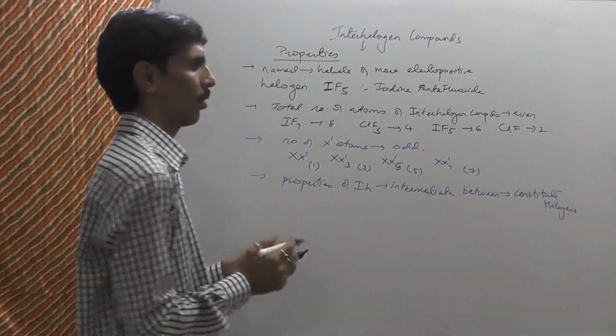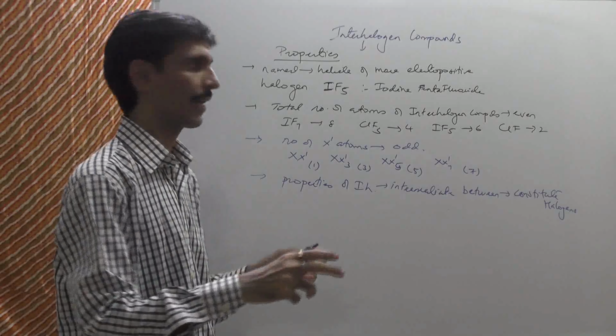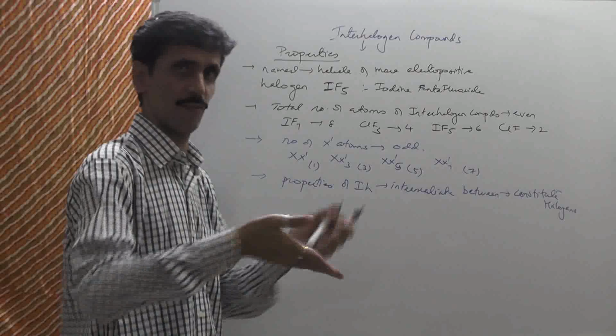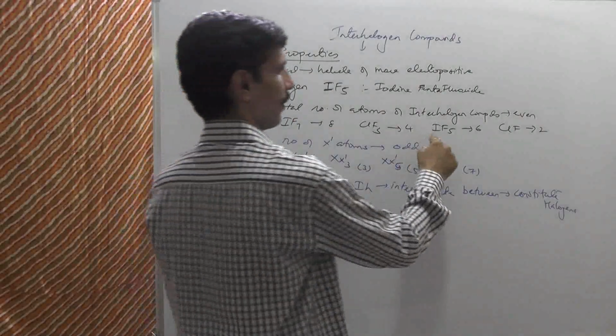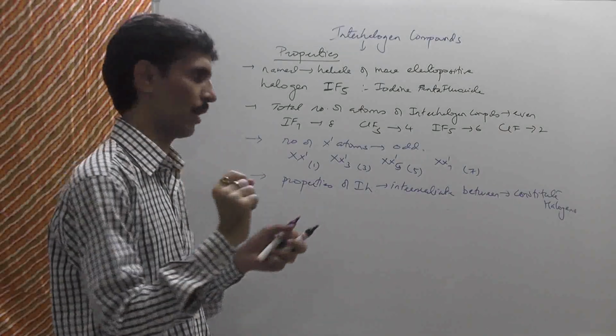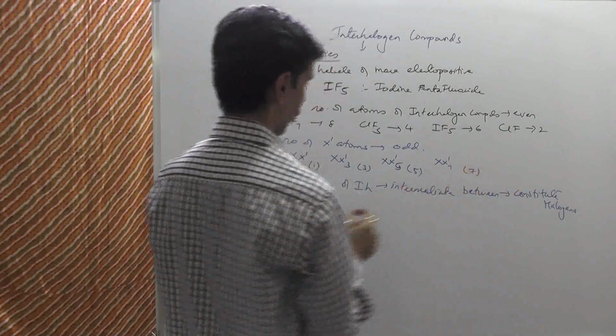कॉन्स्टिट्यूएंट हैलोजेंस का मतलब क्या हुआ कि जिस हैलोजन का वो बना हुआ है, यानी फॉर एग्जांपल अगर मैं IF5 की बात करता हूँ तो IF5 का जो प्रॉपर्टी है वो बीच में है, किसके बीच में, बिटवीन द प्रॉपर्टीज ऑफ आयोडीन एंड फ्लोरीन, क्योंकि आयोडीन एंड फ्लोरीन का वो बना हुआ है, सो बिटवीन द कॉन्स्टिट्यूएंट हैलोजेंस.